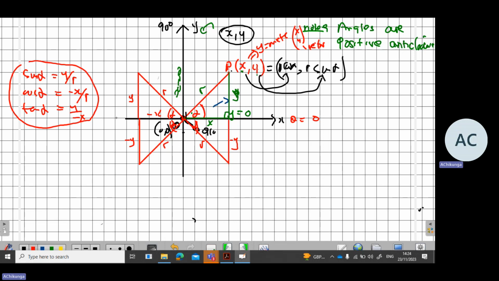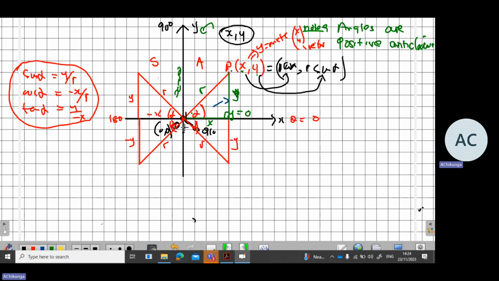What can we see here? We are mathematicians, we should see patterns. We will see that sine is positive in the second quadrant. Cos is negative in the second quadrant, and tan is negative. That is why we will put an S here and put an A here. I'll come back to the A later.